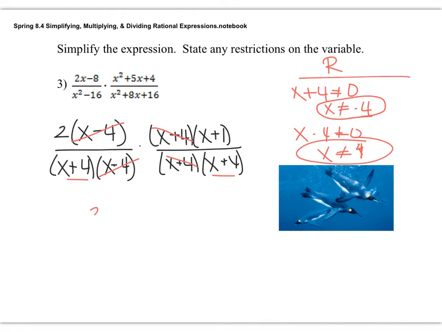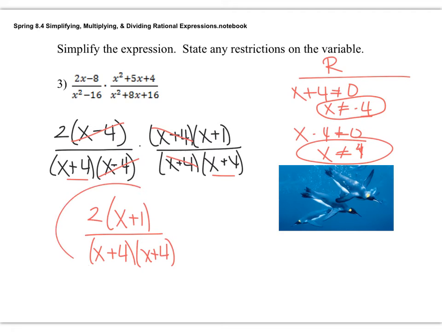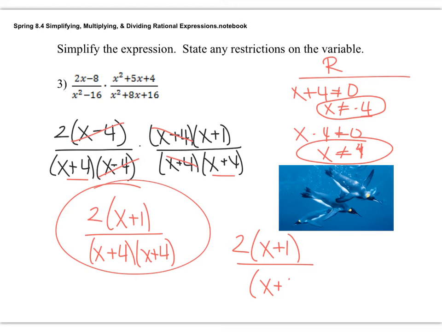All right, step 4 says to smoosh. So on the top, I have a 2 and I have an x plus 1. Do not distribute and multiply. We want it in factored form. And on the bottom, I have an x plus 4 and an x plus 4. And I am done. Now, if you're a lazy mathematician like I am, on the bottom, if you want to write that as x plus 4 squared, you can do that. Okay? So whichever way you want to write that is fine by me.